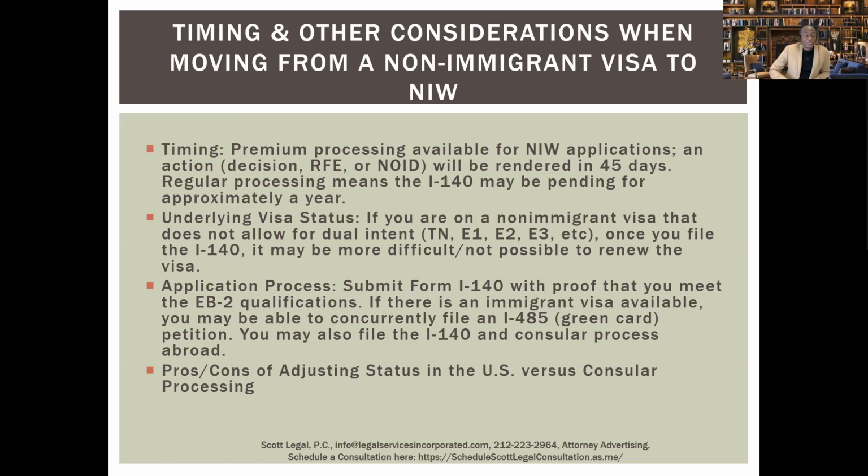So if an individual can't stay in the United States for the 8 or 9 months or a year without traveling, then they may opt to just consular process and then use the visa that they currently have, let's say they're on an E2, to come and go. That's some of the things to consider when you're looking at whether or not you're going to adjust status.